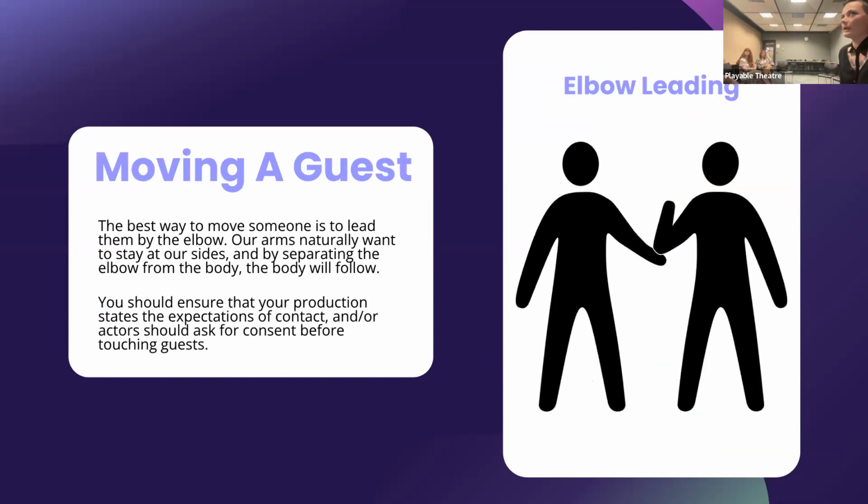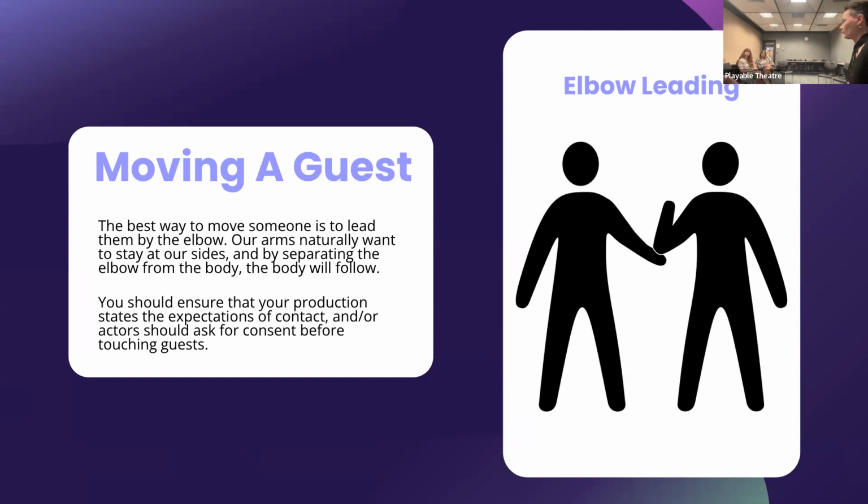If you need to move somebody, the best way to move somebody is by elbow leading. So our arms want to stay close to our bodies. We naturally just keep our elbows close to our bodies. And so if you're grabbing somebody by the wrist, they're just going to flop around and go with you, right? But they're not necessarily going to move their actual whole torso. If you grab them by the elbow, and not grab, you want to gently touch them by the elbow to move them, they will understand intrinsically what you want them to do and where you want them to go. You just gently move that person, and then that person will naturally reposition.